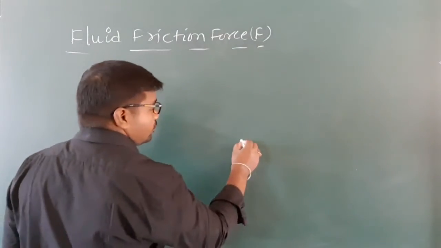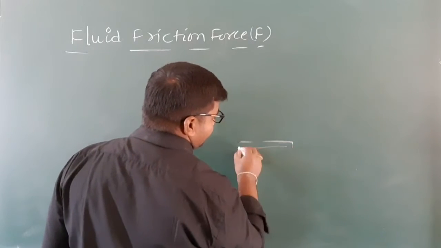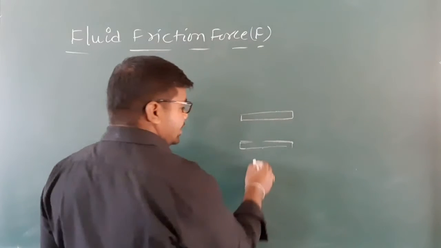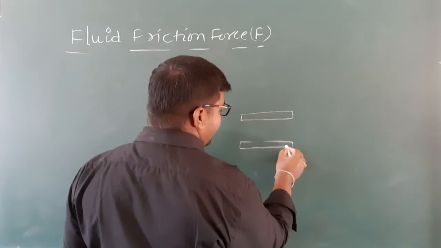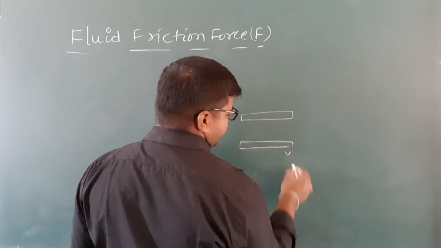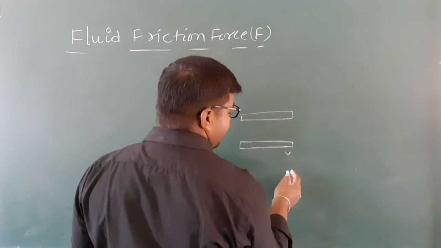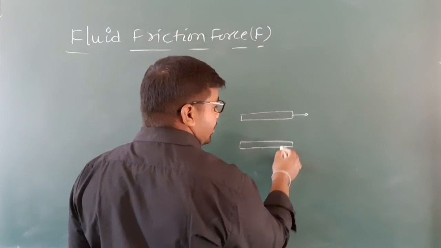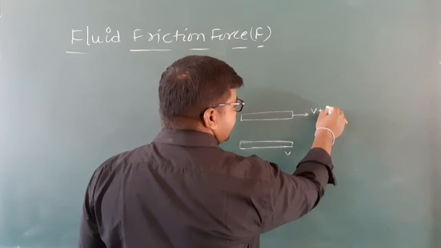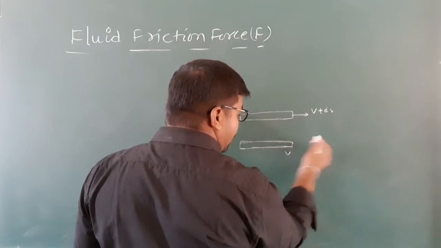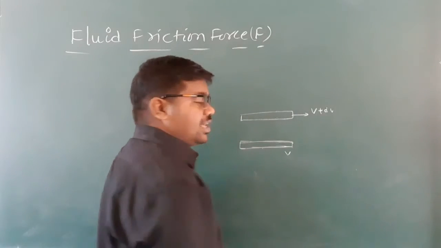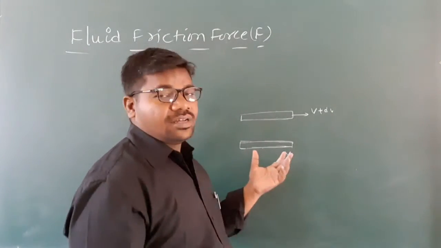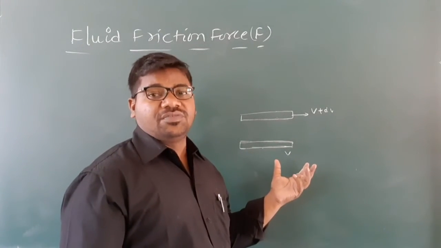Consider two layers. This is one layer and this is the other layer. Understand here, the lower layer has velocity v. See what happens when the upper layer moves forward: the velocity increases by dv, pulling back the lower layer. This is the way we get the fluid friction.